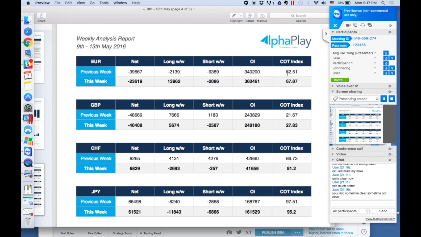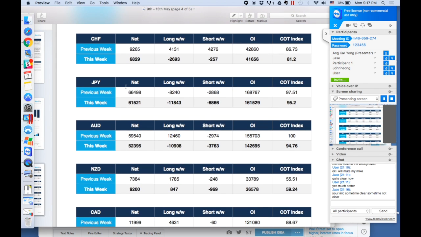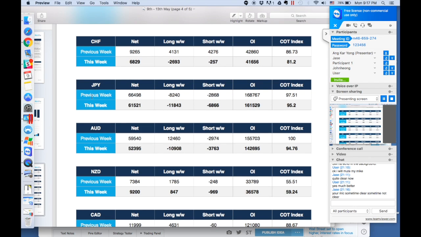Okay, give you an example. If we look into Japanese yen, you can see that the net this week is less than the net of last week. So you know that net over here is positive, so the demand, or I would say the demand of people selling into the Japanese yen has increased.